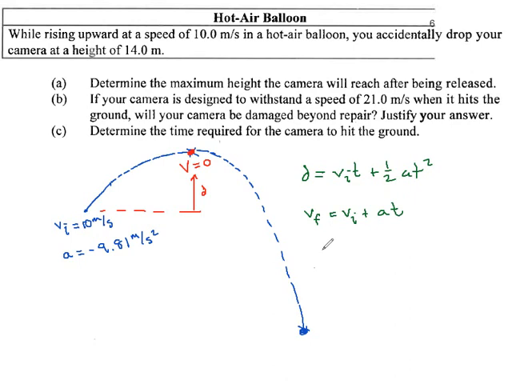Let's actually do that. We'll get VF is 0 equals 10 plus acceleration's -9.81 times t. Take the 10 to the other side, -10 equals -9.81 t, and divide both sides by 9.81. And I didn't have my calculator ready, so give me a moment. 10 divided by 9.81, just over a second, 1.02 seconds.